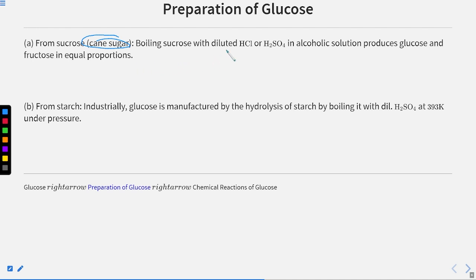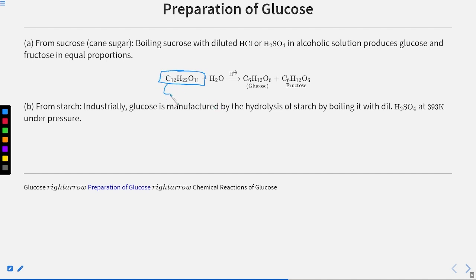Now, the boiling source. What is done is that we boil the sucrose with HCl and H2SO4 in alcoholic solution. Then what do we get? We get glucose and fructose, both. So what are we doing here? First of all, we are hydrolyzing this. We are doing the hydrolysis of this cane sugar.